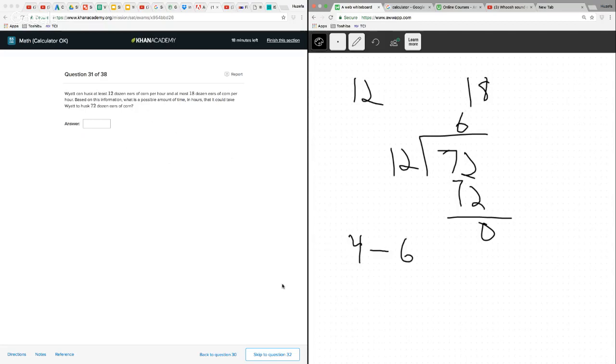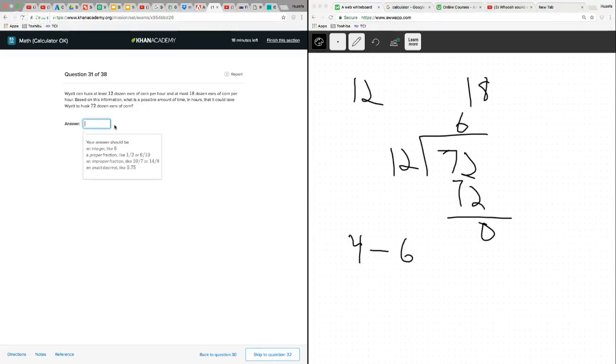You want to be extra safe. You can do this in 5 hours. Okay. And that's just, you know, a personal preference. It's up to you, but anything should work. 4 should work, 5 should work, 6 should work, because it said possible amount of time.